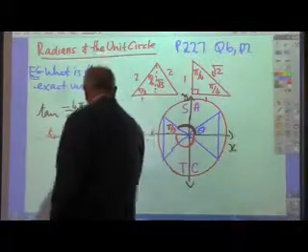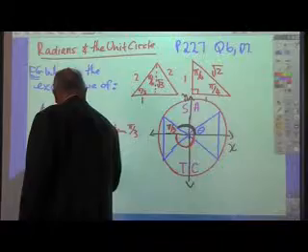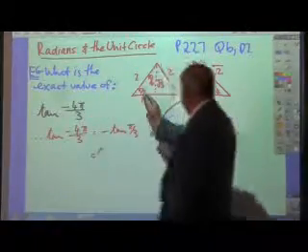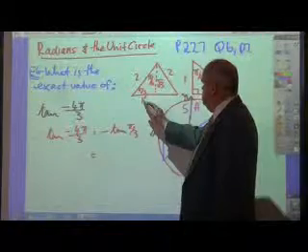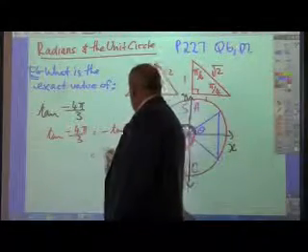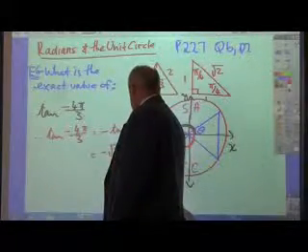And to my triangle I go. There's pi on 3 there. Tan is opposite over adjacent, so it's equal to negative square root of 3.